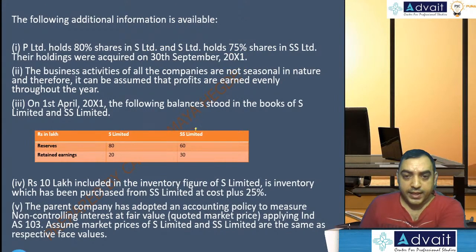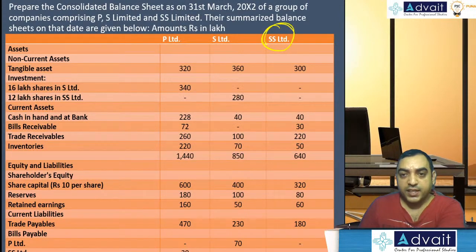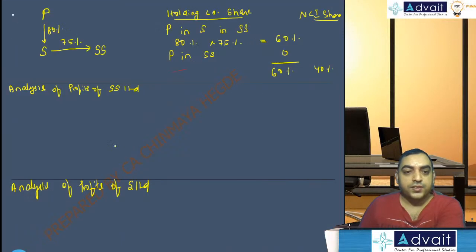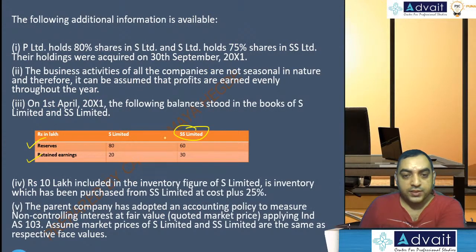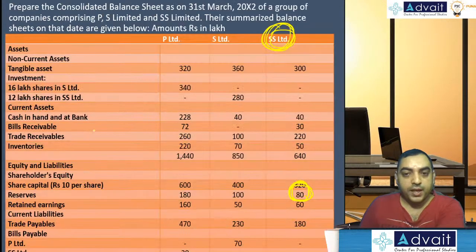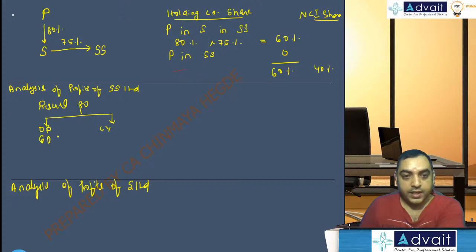Let us do SS Limited, reserves and retained earnings. Let us concentrate on the SS Limited balance sheet. What are the reserves, my dear friends? Reserves in the balance sheet is 80. We'll divide this into two parts: one is opening balance and the other is current year. SS Limited reserves opening balance is 60, and therefore current year comes to 20.